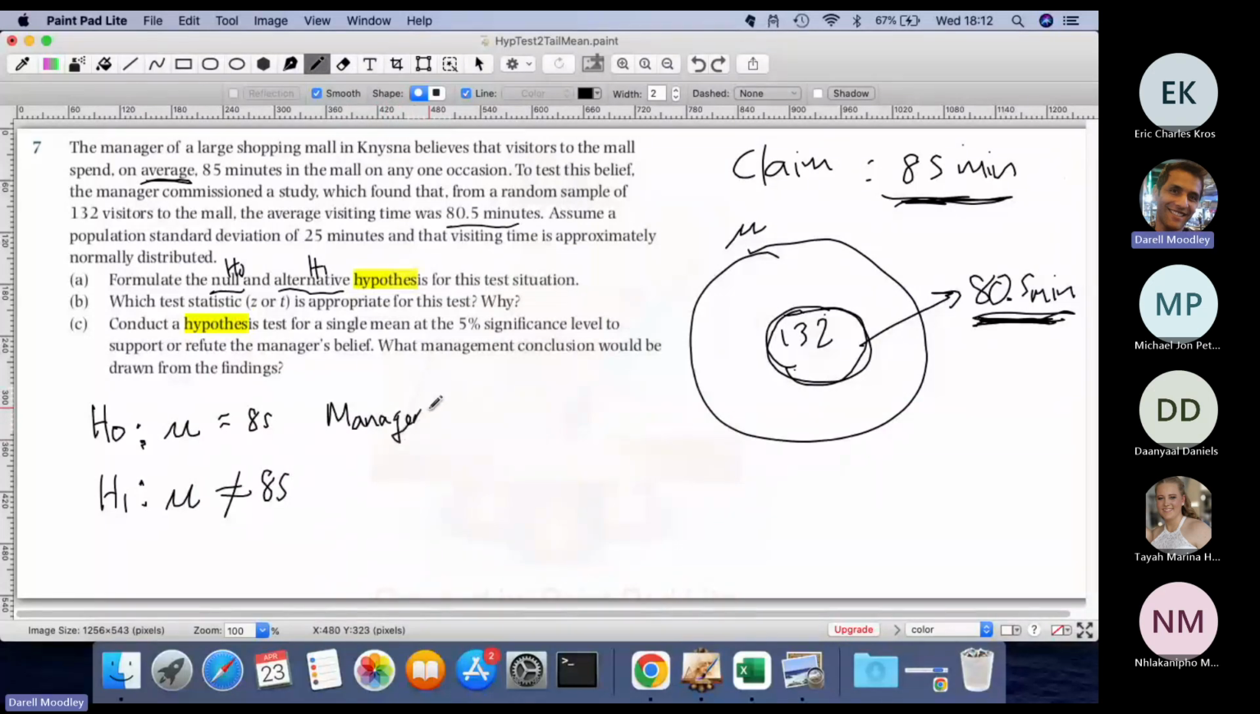The manager claims that the average time spent at the mall is 85 minutes. That's what question A is all about. Formulate the null means state what your H naught is, and your alternative hypothesis, which is H1. And that's what we've done for question A. Question B is, which test statistic, Z or T, is appropriate for this test and why?